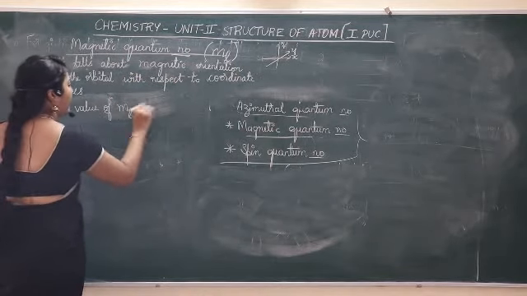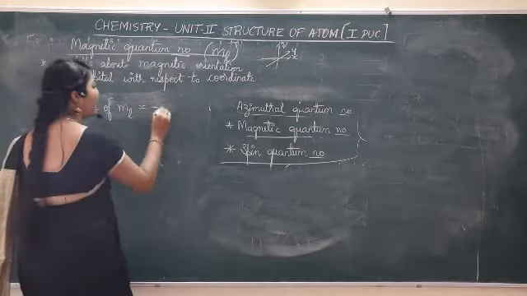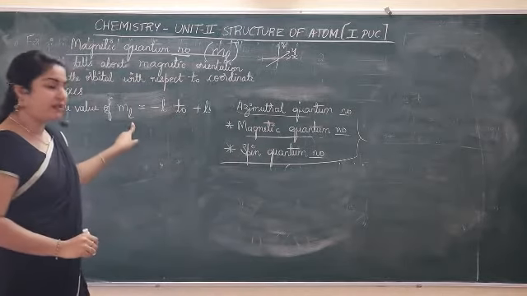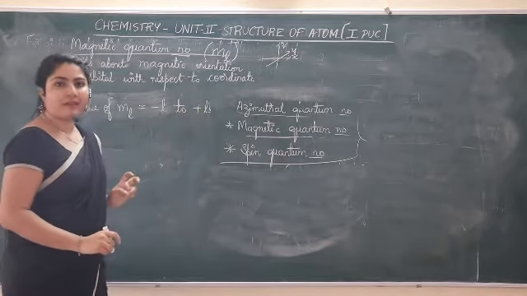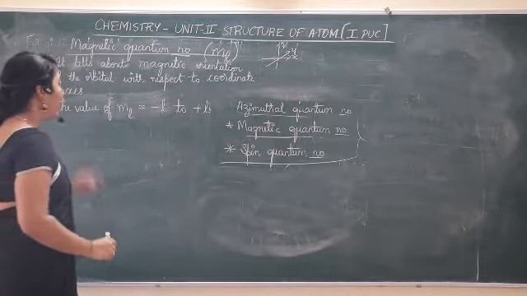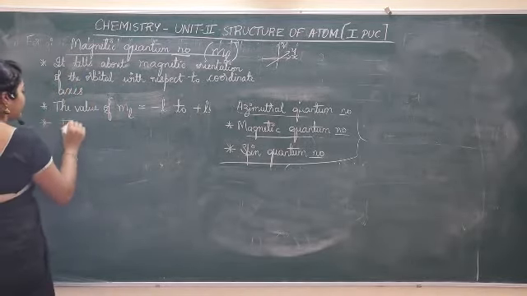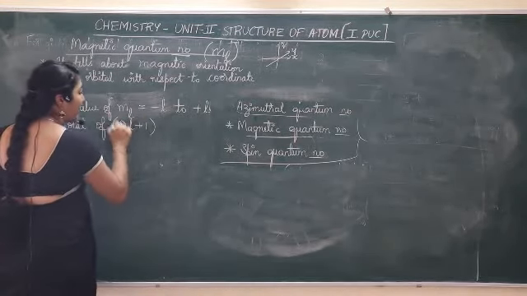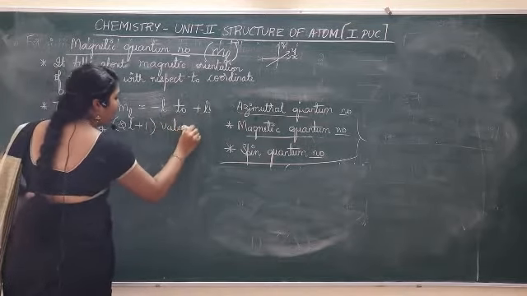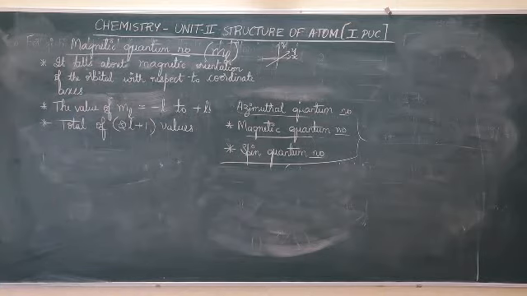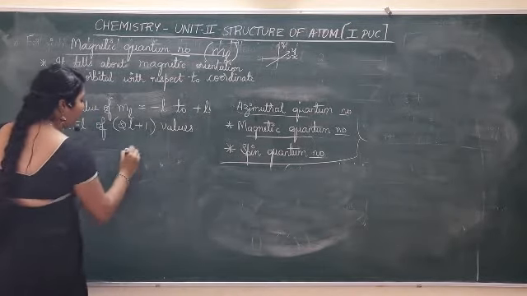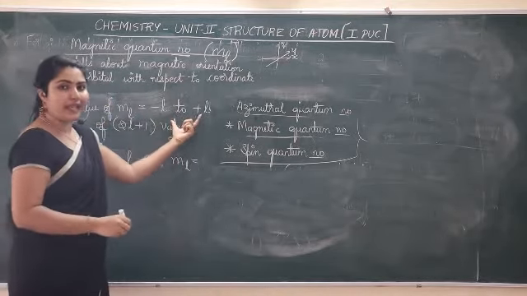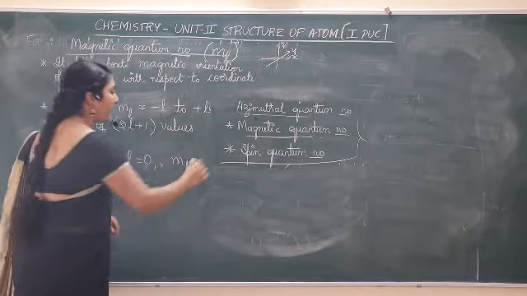The value of ML will range from minus L to plus L. How do you write the values of ML? Minus L to plus L. I'll give you some examples, okay? Total of how many values will it have? 2L plus 1 values. How will we see? If L is equal to 0, then what will be ML value? Minus L to plus L. Can you write minus 0 to plus 0? No. So 0.